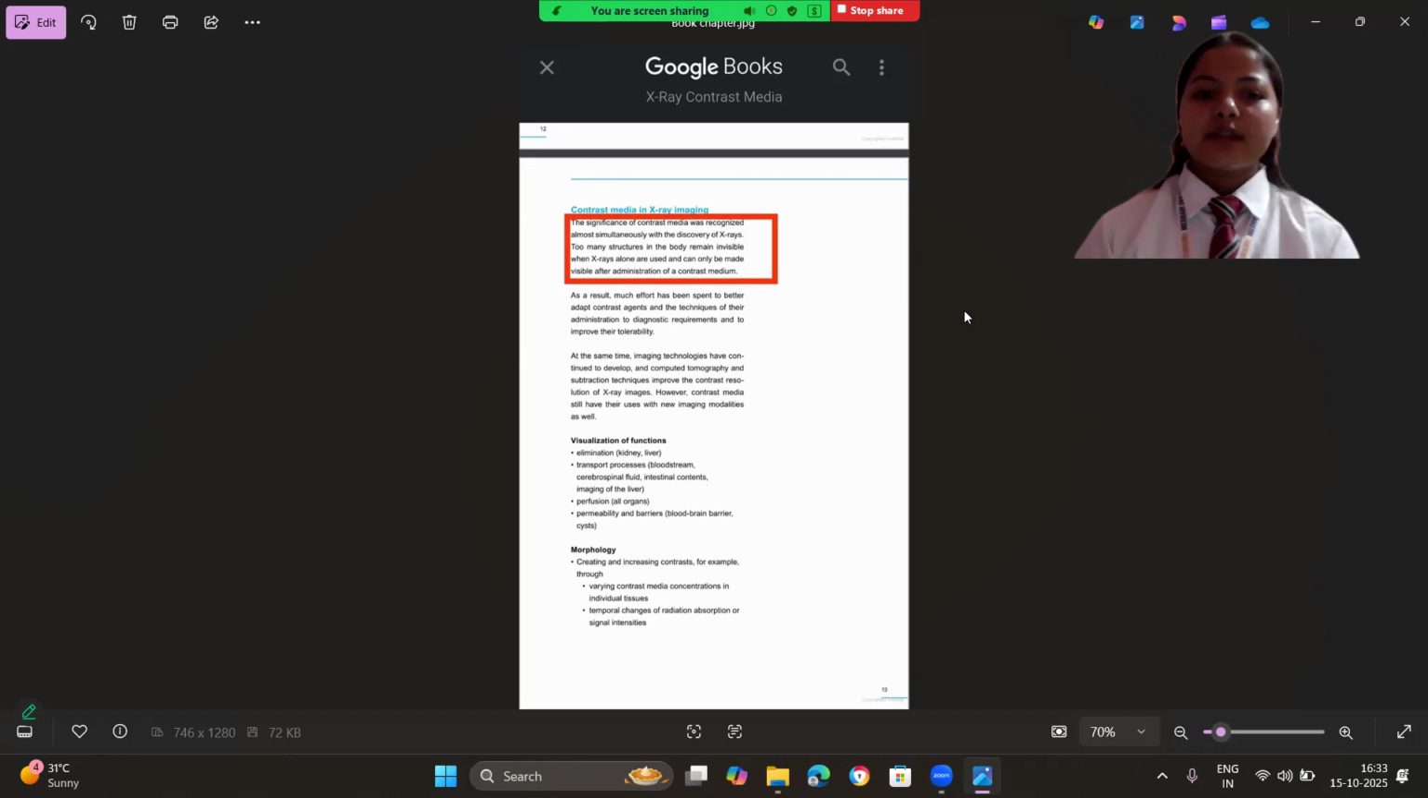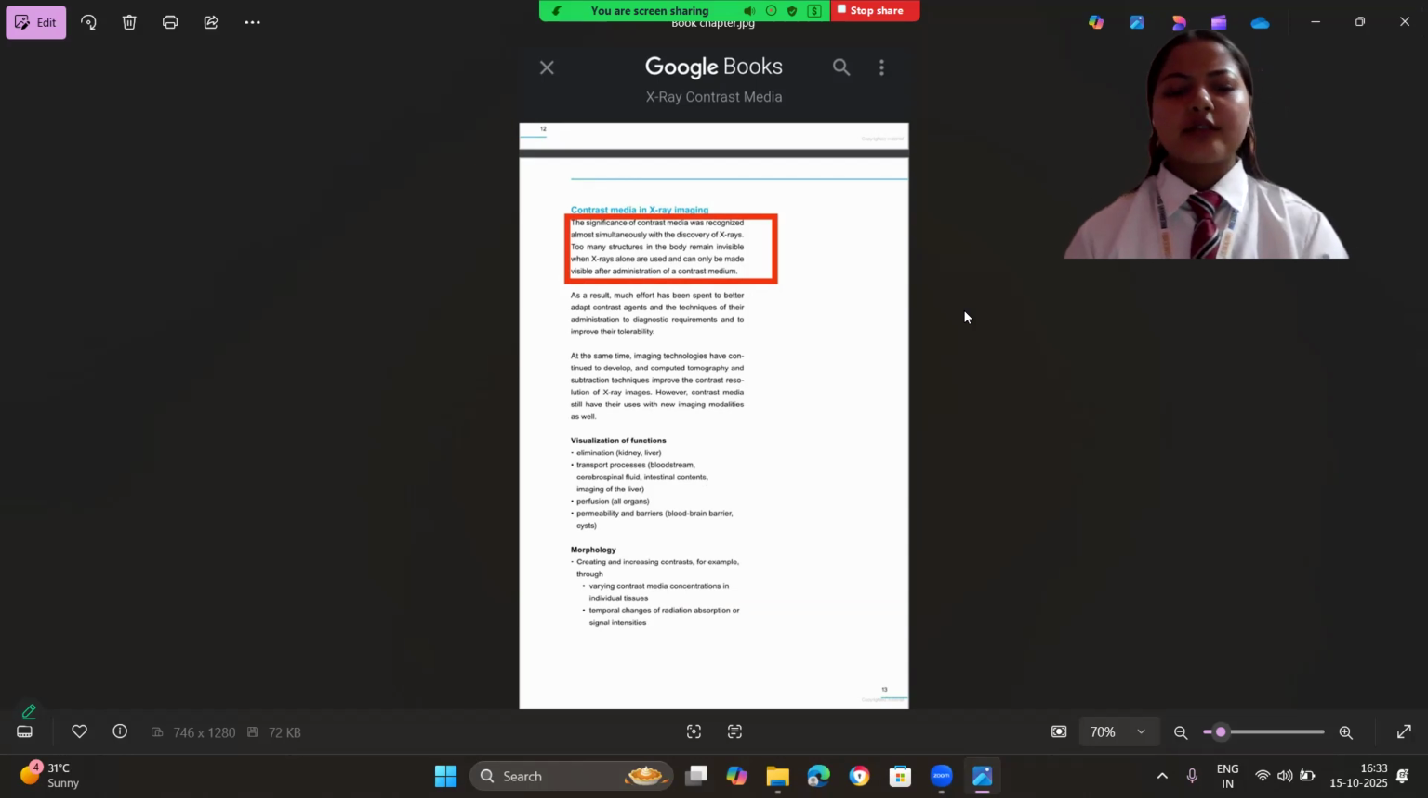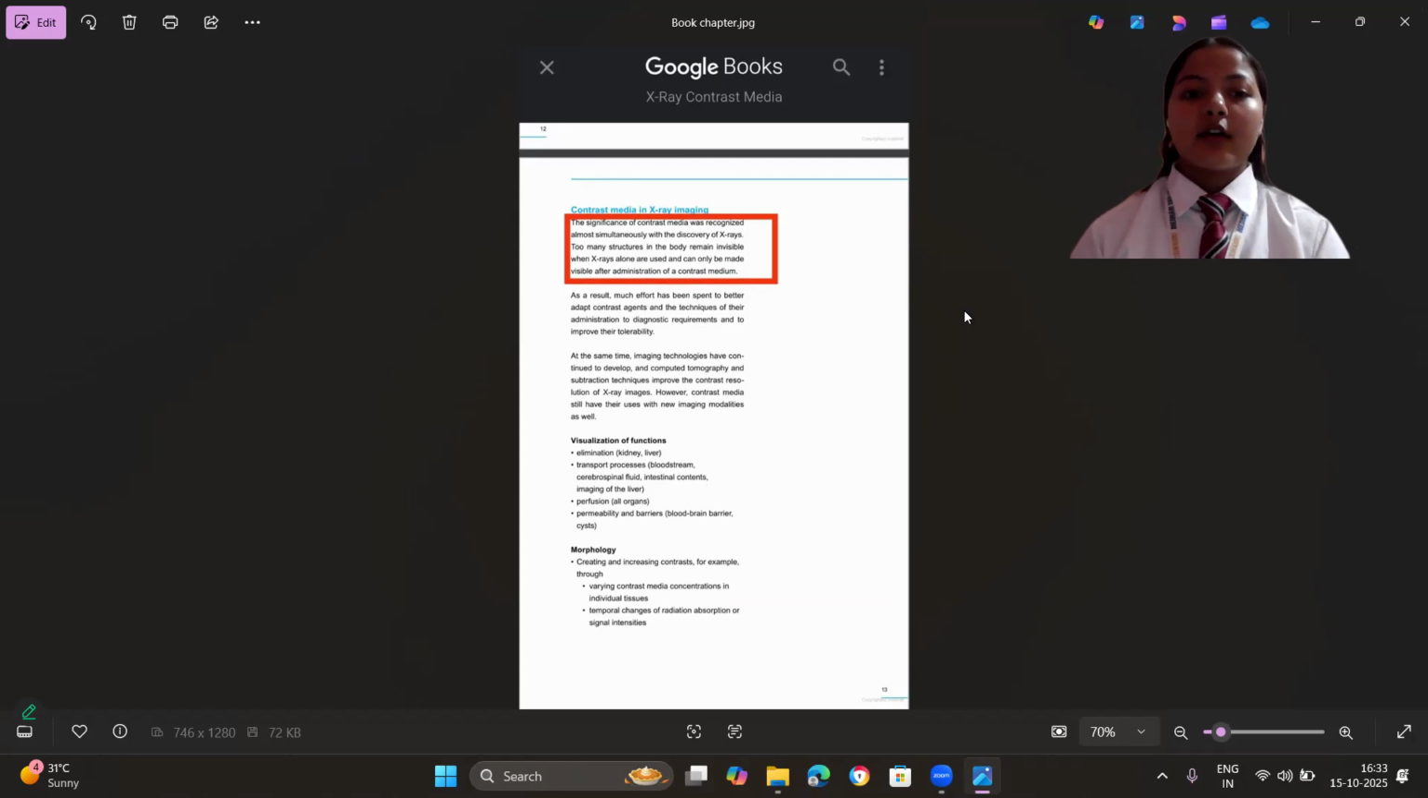This book mentions that the importance of contrast media was actually recognized almost at the same time as the discovery of X-rays themselves. This means that from the very beginning of radiology, scientists understood that X-rays alone are not enough to clearly visualize all the internal structures of the body. You see, many organs and soft tissues, such as the intestines, blood vessels, or kidneys, do not naturally absorb X-rays very well.